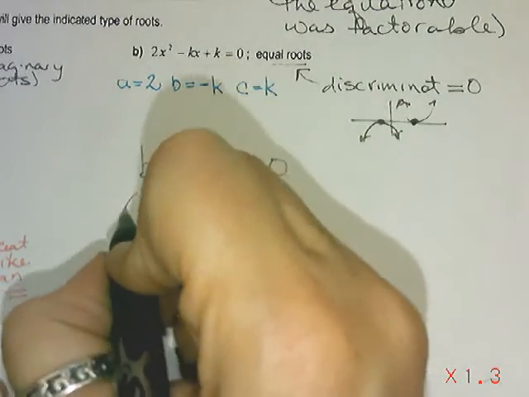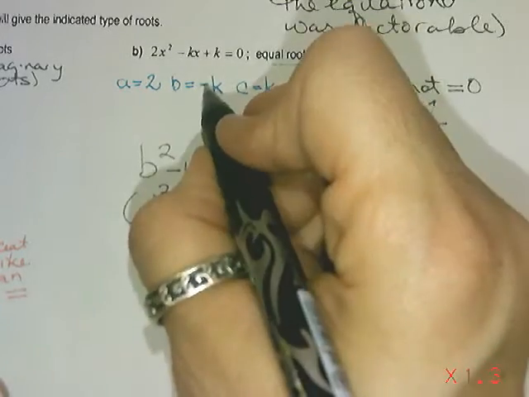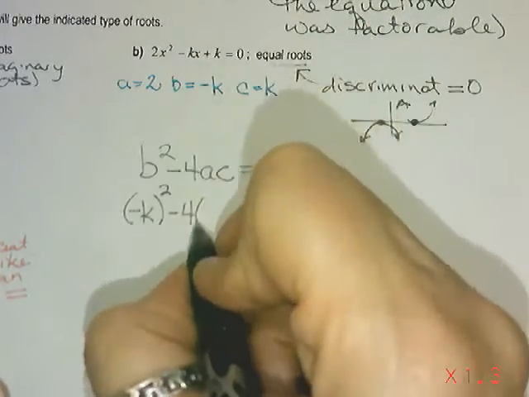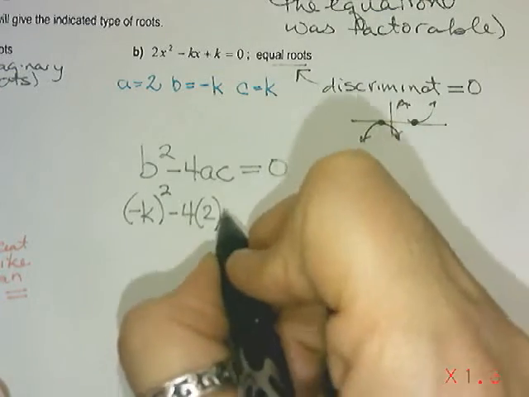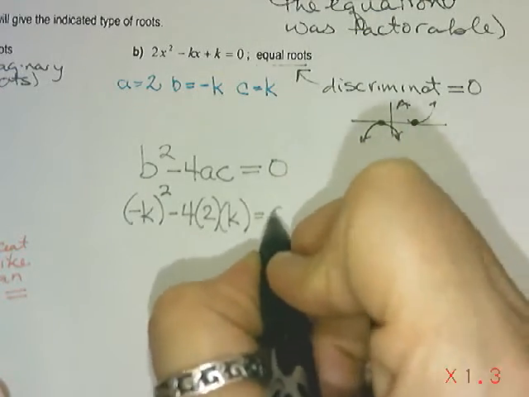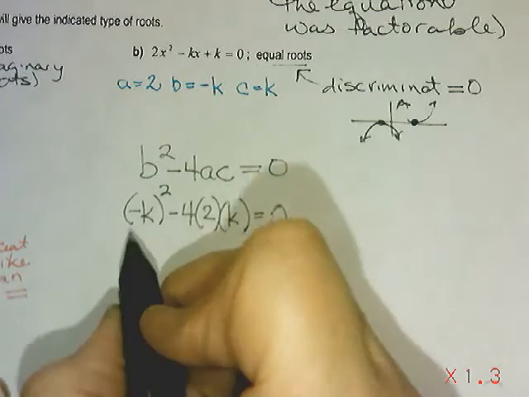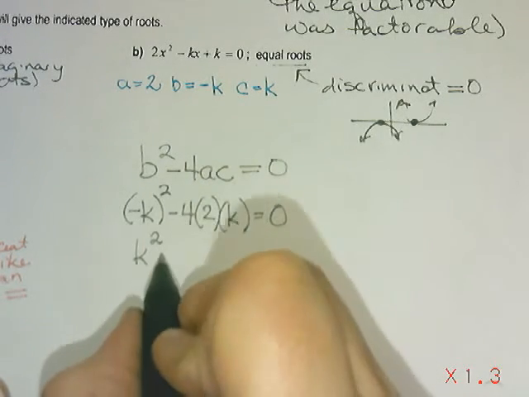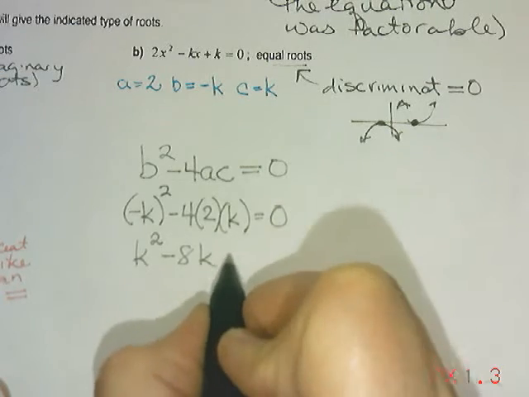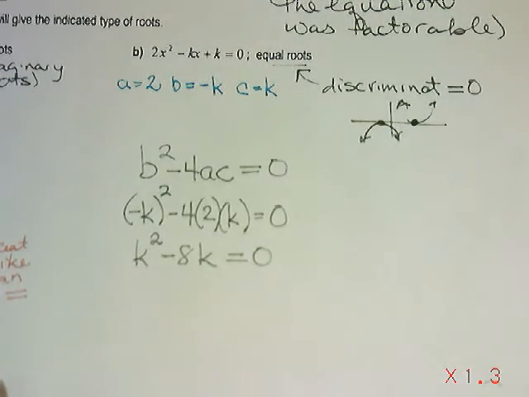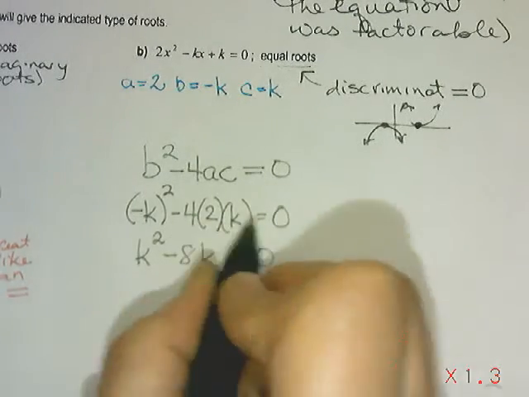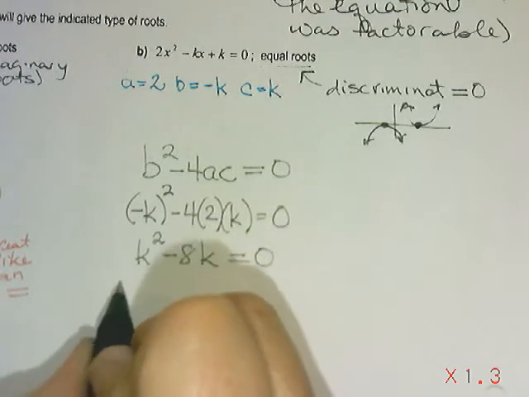Let's sub in our values here. For b, I have a negative k, minus 4 times an a value of 2 times a c value of k. Clean this up a little bit. Negative k times negative k would be k squared minus 8k is equal to 0. And now I have a quadratic equation. I'm going to solve that by factoring. Well, I've already set it equal to 0, so now I factor.